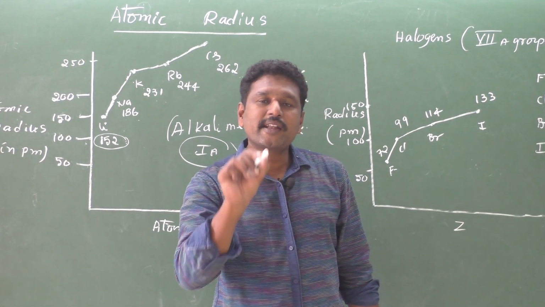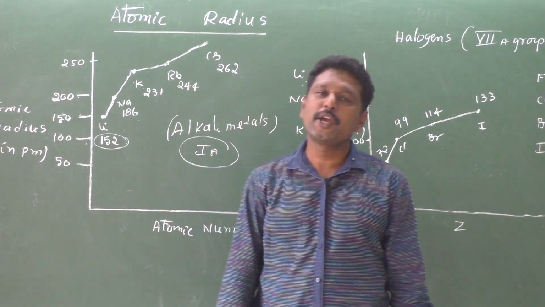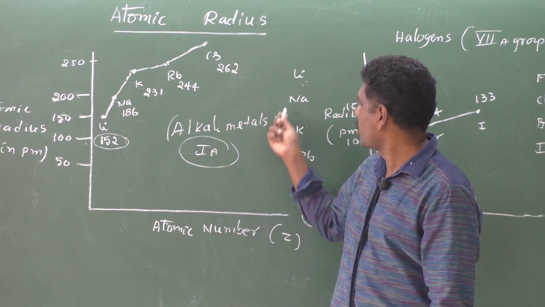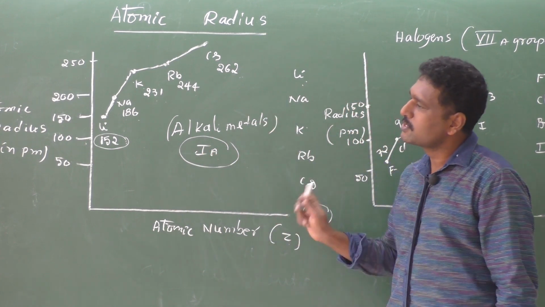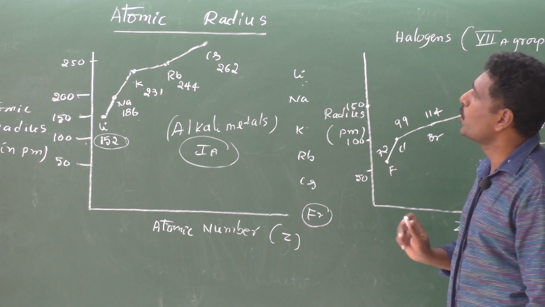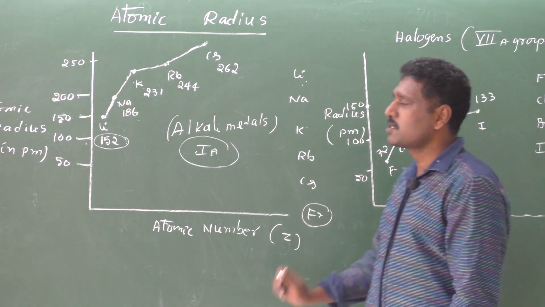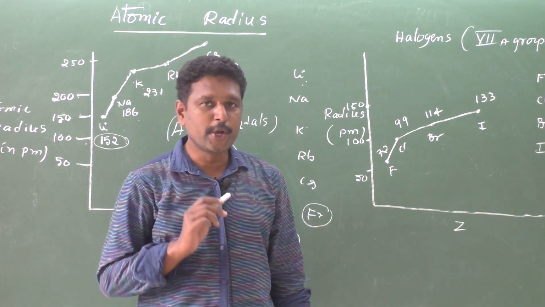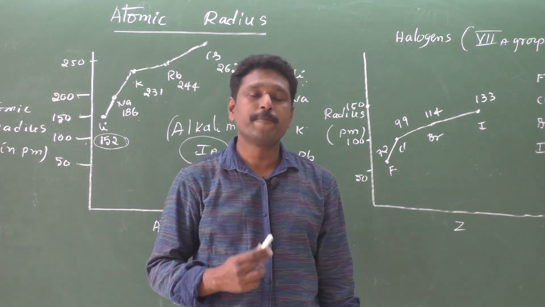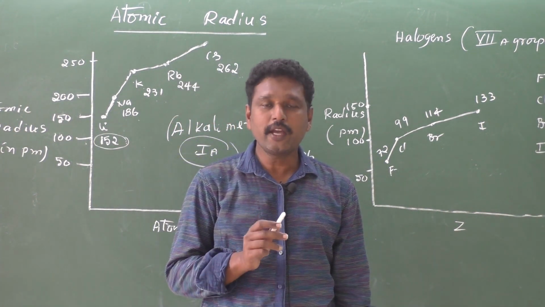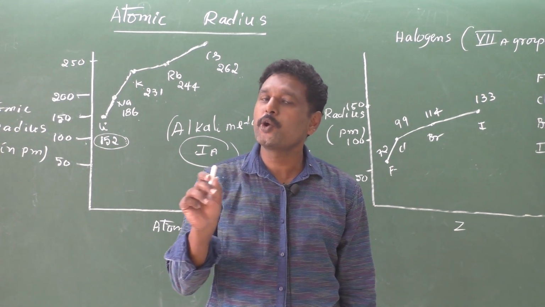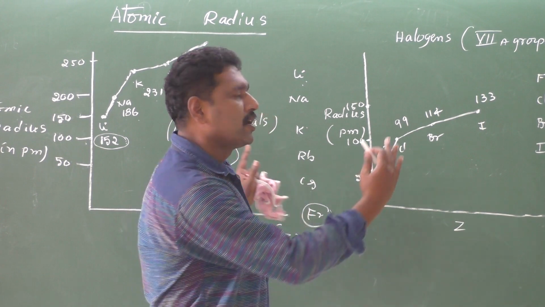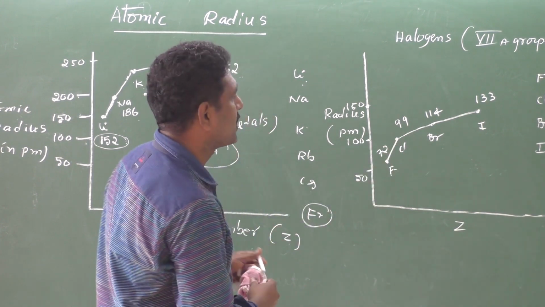So this is the trend of atomic radius in a group and period. In alkali metals, atomic radius gradually increases. The same thing repeats in the halogens also. So this is the trend of atomic radius in a group and in a period. One more thing: in a group it increases, in a period it decreases. We have already given that example.